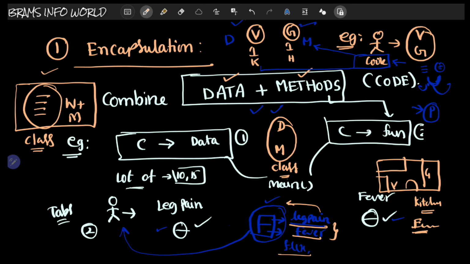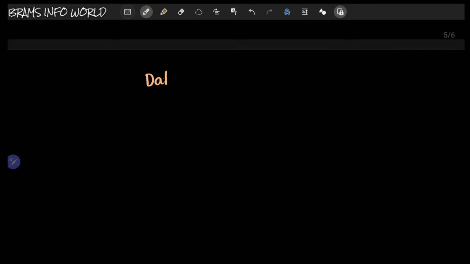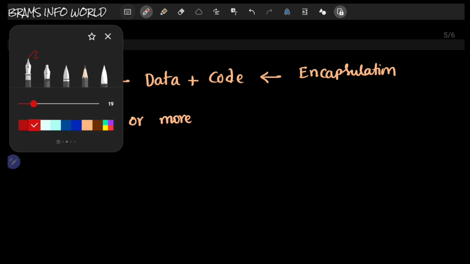I hope you can easily understand what encapsulation is. So encapsulation means the combination of data plus program code. The major advantage is that we already discussed encapsulation, that everything comes under a class. So let us see class in the next definition.